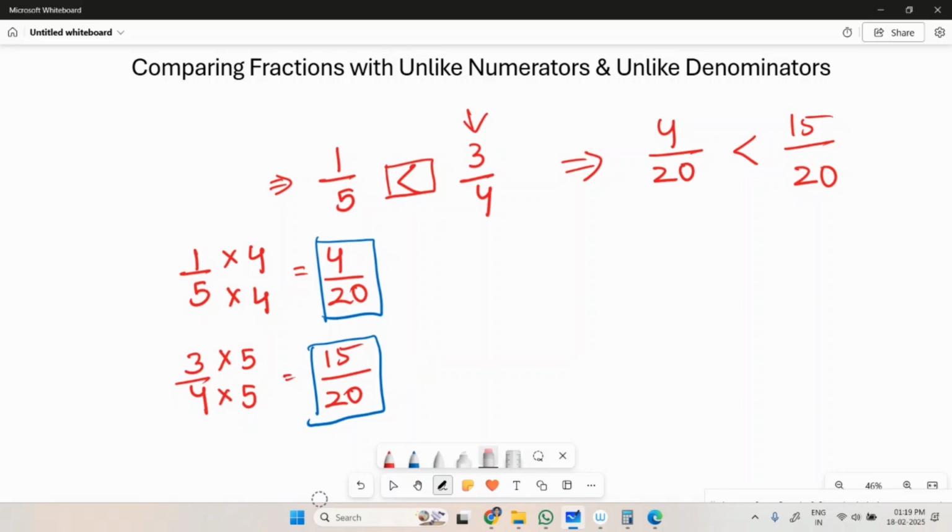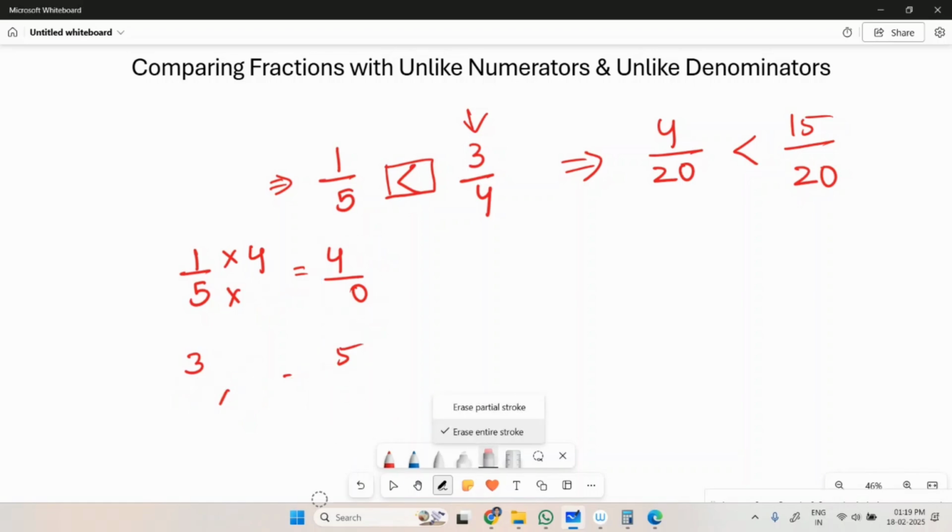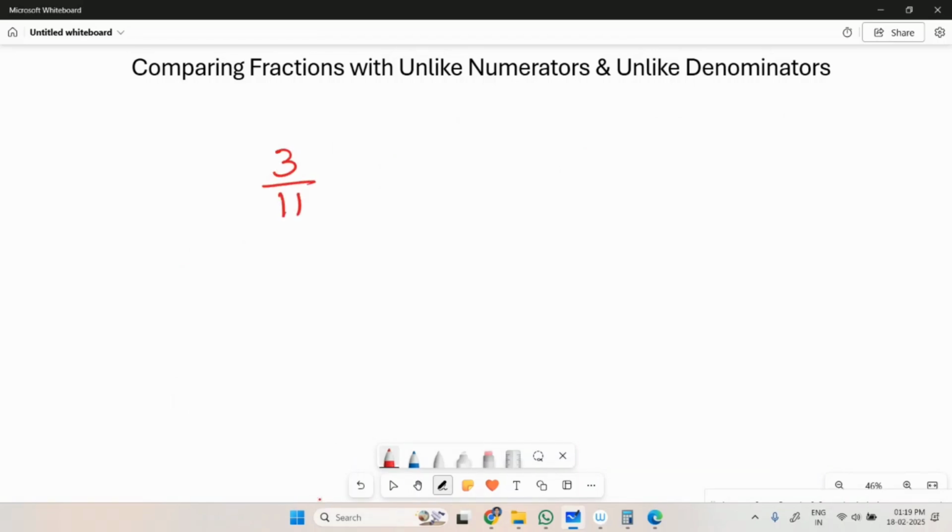Okay, what did we do here? We just converted both the fractions into the same denominator by multiplying the numerator and denominator with the other fraction's denominator. Okay, let's solve one more question. Two unlike fractions are 3 upon 11 and 5 upon 7. Let's compare these two fractions.